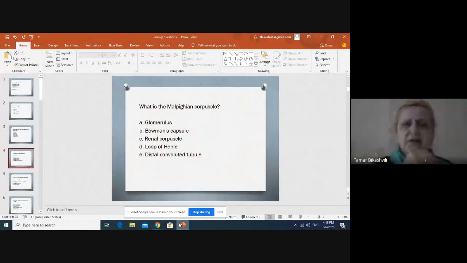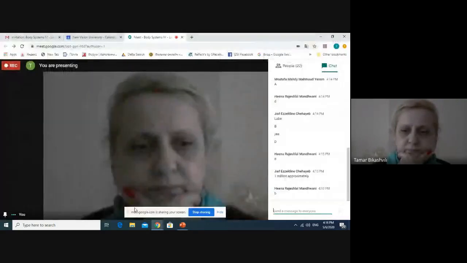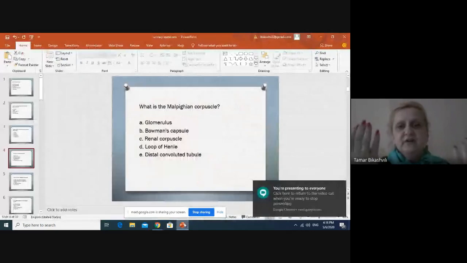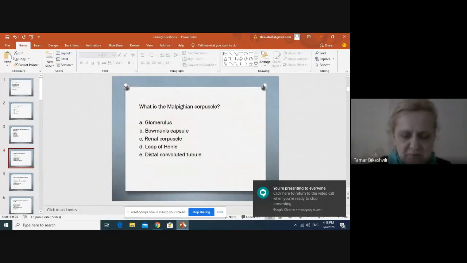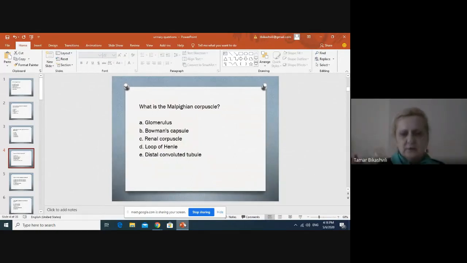So, Malpighian corpuscle, is it Bowman's capsule? This is renal corpuscle. So the renal corpuscle is the Malpighian corpuscle, which has a capsule and the glomerulus, which is capillary tuft. So the capillary tuft is the glomerulus and covered by capsule. Together they form the Malpighian or renal corpuscle.